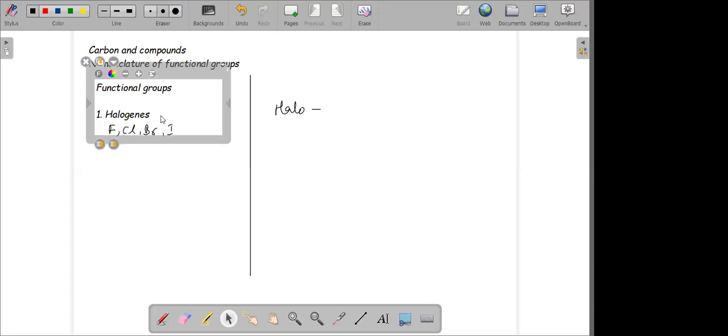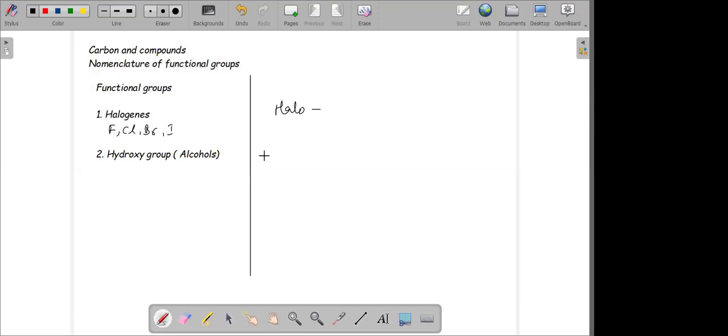Then after halogens, we have done the functional group that is hydroxy group. So what is the common name for the hydroxy group? The hydroxy group is also called alcohols. They have their functional group as OH. So how are they named?